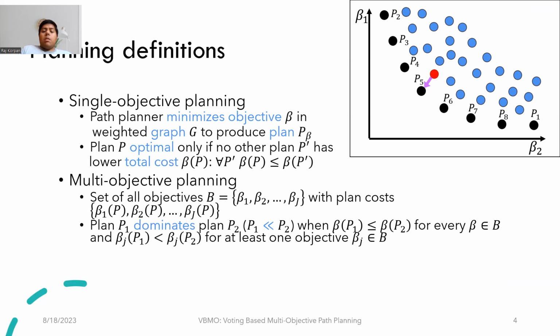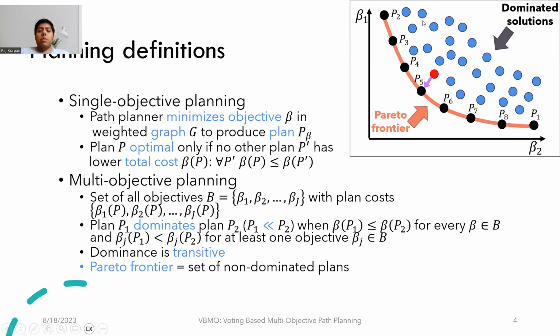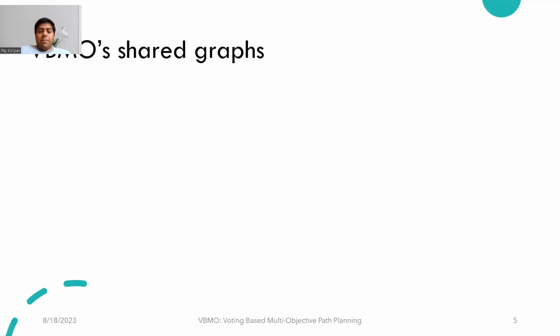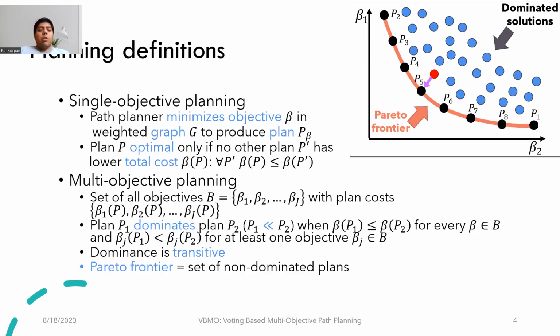We call one plan dominating another plan when that plan is scored as less than or equal to for every beta, but strictly less than for one beta. So for example, the red plan here is dominated by P5. And in fact, all of these blue points here are plans that are dominated solutions. We call the set of non-dominant plans the Pareto frontier. So the goal in multi-objective planning is to find plans on the Pareto frontier.